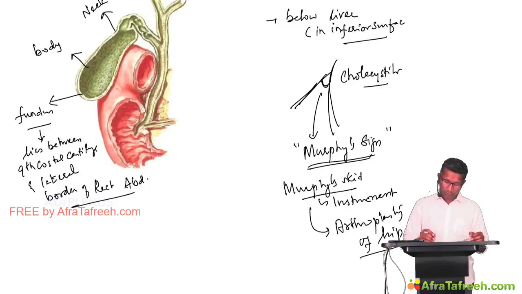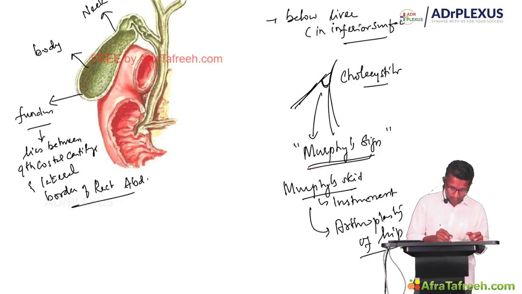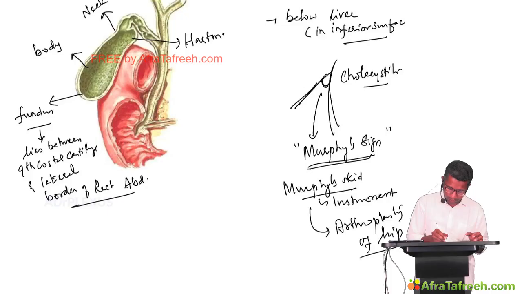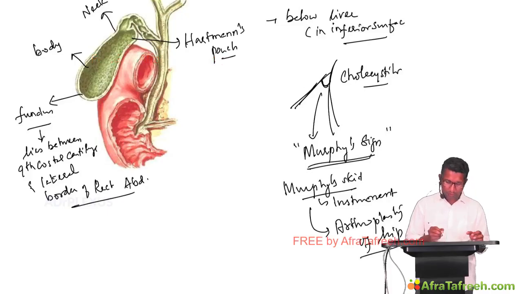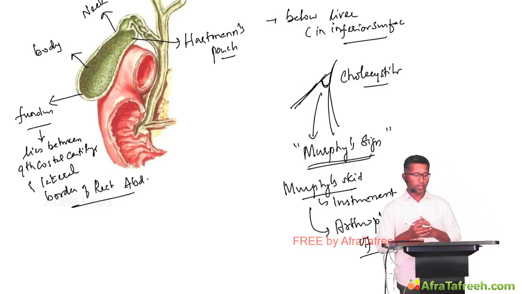When you see the gallbladder, the body of the gallbladder then continues as the neck of the gallbladder. Within the body of the gallbladder, you have foldings which are called mucosal folds, and when it reaches the neck it dilates to form a pouch. This pouch is called Hartmann's pouch. Sometimes stones can get lodged in Hartmann's pouch, and it can occlude the outflow of the bile.